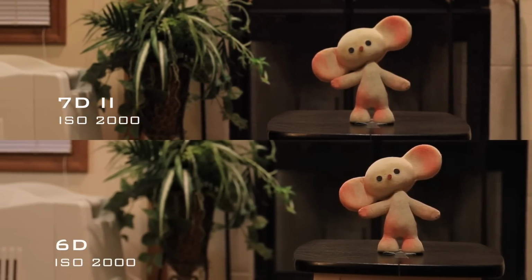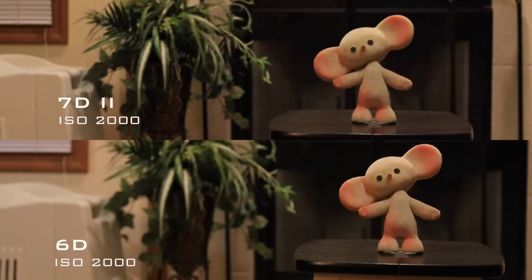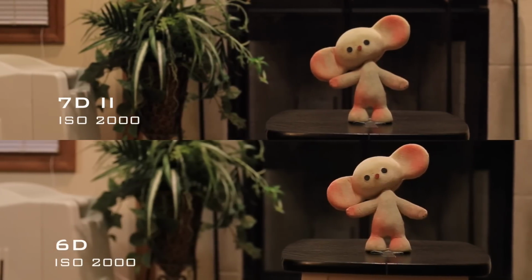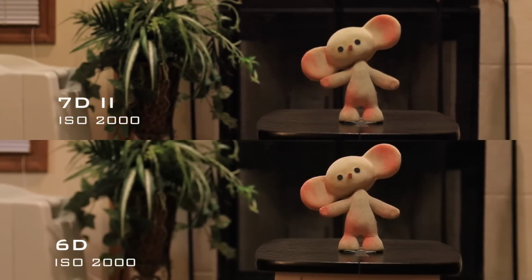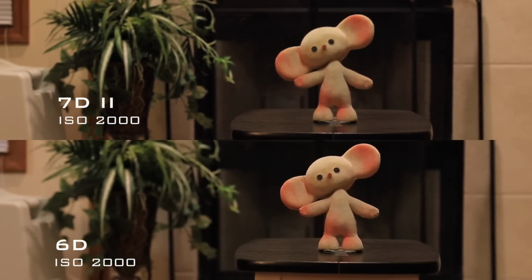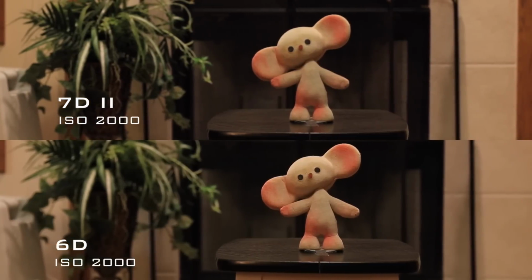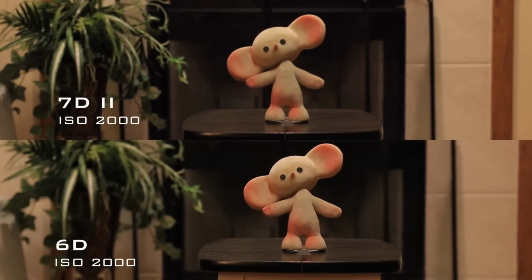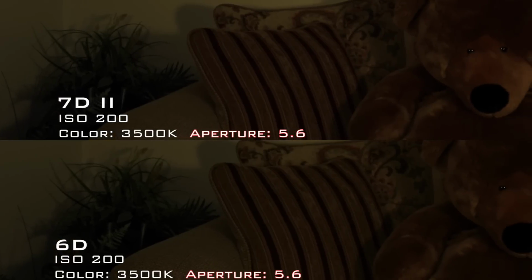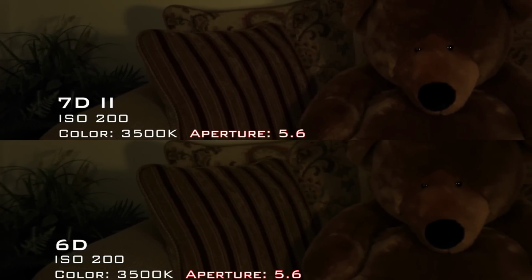Now, at this point I said, what about footage that has adequate lighting, meaning it's got professional lighting or whatever? So what I did was I set up some LED lighting in a different room, and I did the same test again, but I started with a lower ISO because I had more lighting. So we're starting at 200. Again, the 6D is on the bottom, 7D Mark II on the top.